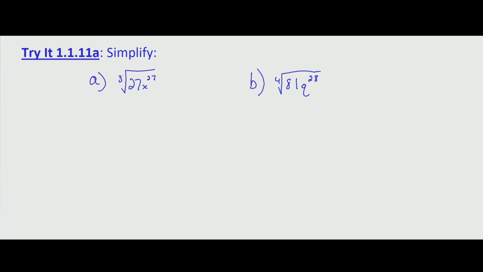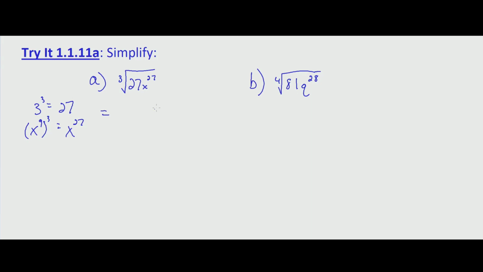So again, cube root, we want to know what perfect cubes can we factor out of here. So 27 we know is 3 cubed. So 3 cubed equals 27. And then with x to the 27th, we know that that is what, when it's cubed, equals x to the 27th? That's going to be x to the 9th cubed equals x to the 27th, and that's because 9 times 3 equals 27.